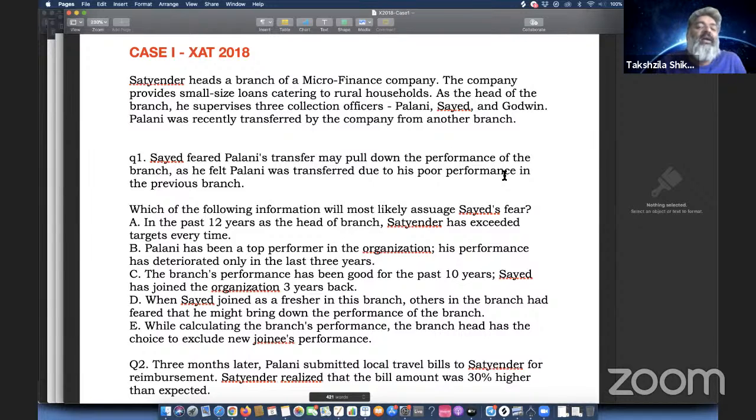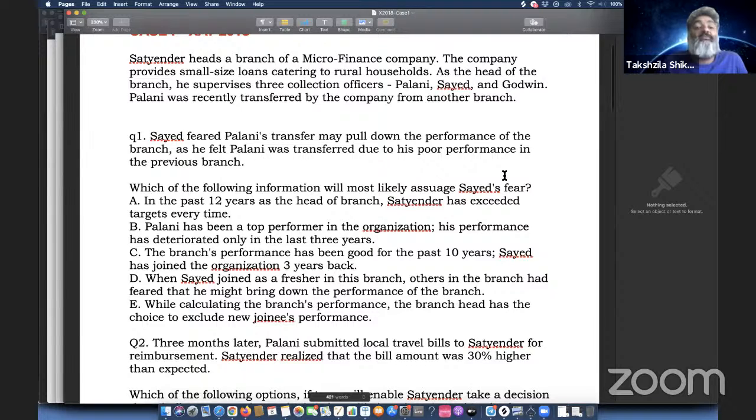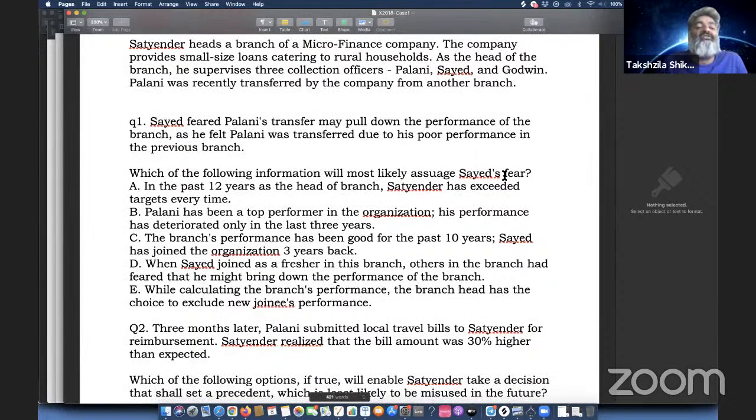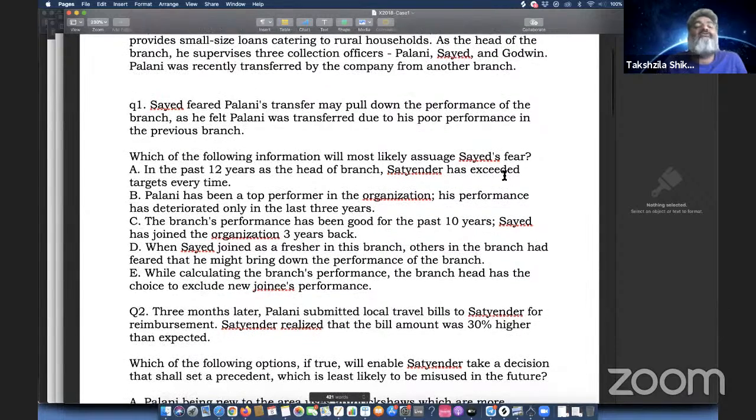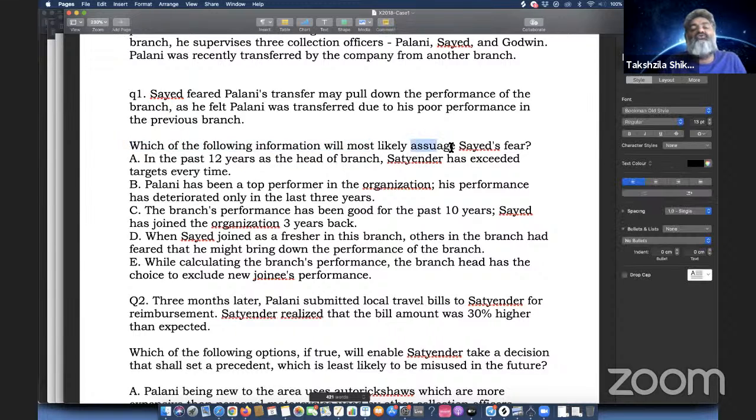Satyender heads a branch of a microfinance company. The company provides small size loans catering to rural households. As the head of the branch, he supervises three collection officers, Palani, Sayed, and Godwin. Palani was recently transferred. Sayed feared Palani's transfer may pull down the performance of the branch as he felt Palani was transferred due to his poor performance in the previous branch. Which of the following information will most likely assuage Sayed's fear? Assuage means to placate, mollify, reduce his fears.